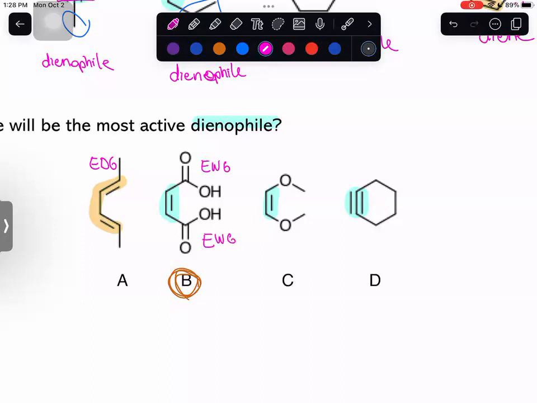Then molecule C, what kind of groups do we see? Donating. We have those lone pairs on the oxygen. So it's not going to be the best reaction for option C. And then last one, option D, we have the triple bond connected to a carbon chain, which is withdrawing or donating? It's donating. Remember, carbon chains, just pure carbon chains, they're donating. So that's why D is not going to be a better option than B.